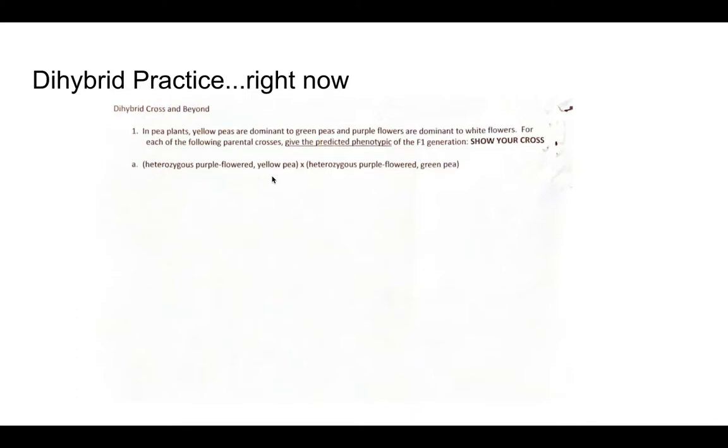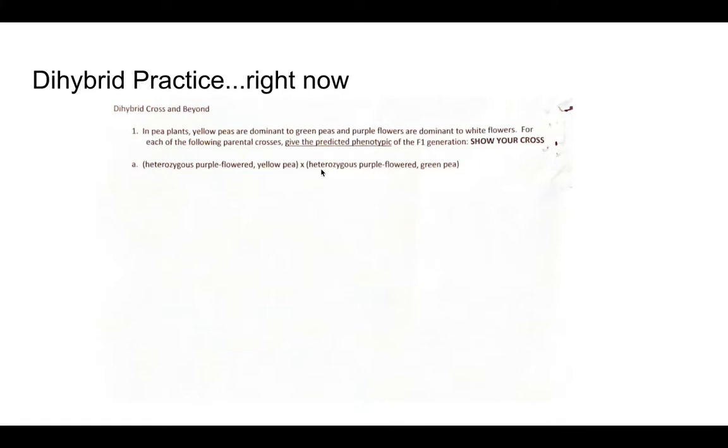Well, yellow peas are dominant, and that means we could either be big Y, or we could be big Y, little y, and still show the yellow trait. Because it doesn't say, we assume that this term right here is applied across both traits. So this individual ends up being heterozygous for purple and heterozygous for yellow peas.